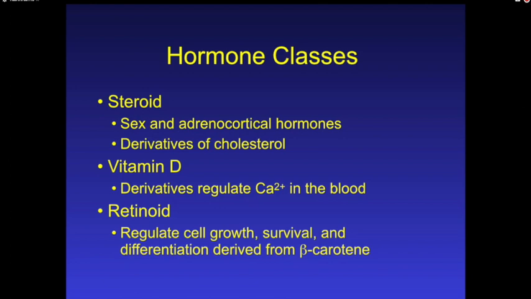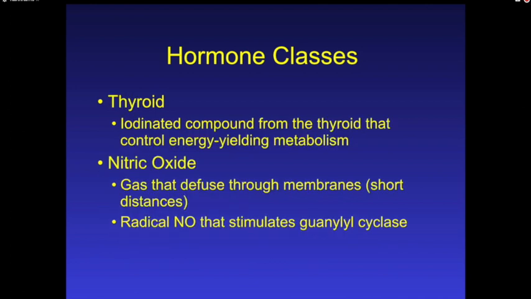The retinoids, derived from beta carotene, regulate cell growth, survival, and differentiation. The thyroid compounds are relatively interesting, and they control energy yielding metabolism. So they control the metabolism and interact with the metabolism that we've been looking at in the past few chapters.